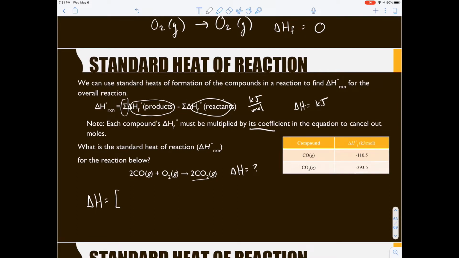So I'm going to write units just because it might help you, but it might make it more confusing. You do not have to write units. Negative 393.5 kilojoules per mole times 2 moles of CO2. We would add another product if there was one. That's what this sigma means, but there isn't one, so we're done with the products.